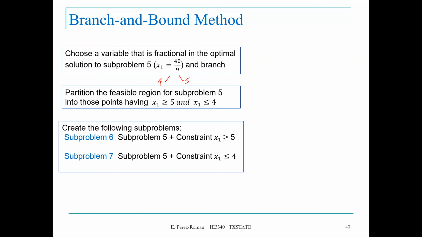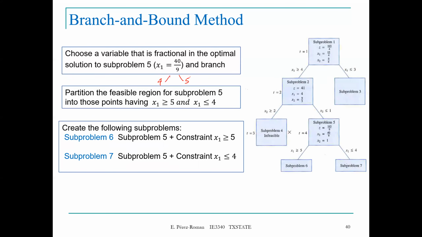So problem 5 plus constraint x1 greater than or equal to 5, and problem 5 plus constraint x1 less than or equal to 4. This is the solution from the previous slide. We notice that x1 has a fractional value, so we are partitioning the feasible region into 2 new subproblems, and we are branching on x1. You have to pay attention: your branching is happening on different decision variables, so you need to keep track of that. In this case, we are branching on x1, and we are creating 2 new subproblems.